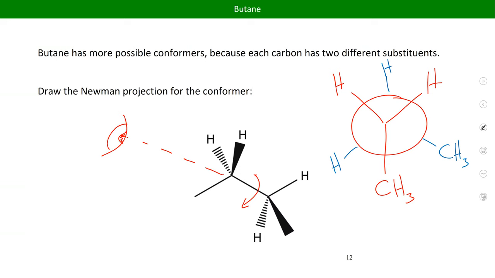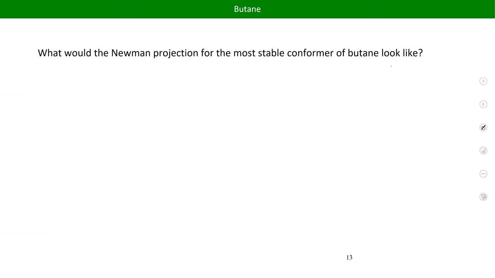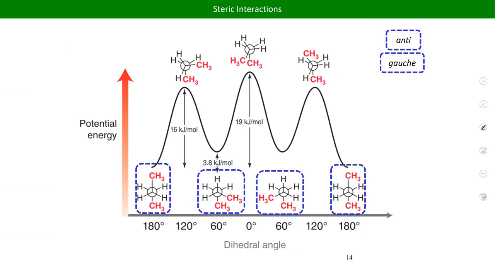And then, but if we rotated the other way, we get two hydrogen-hydrogen eclipses and a methyl-methyl eclipse. And that's going to be a different amount of energy, right? So you get a more complicated looking potential energy surface because you get something that looks like this.